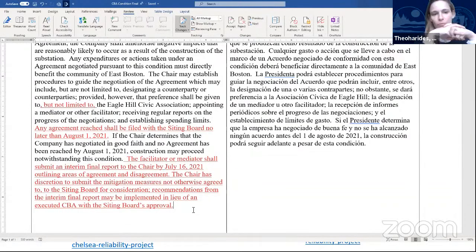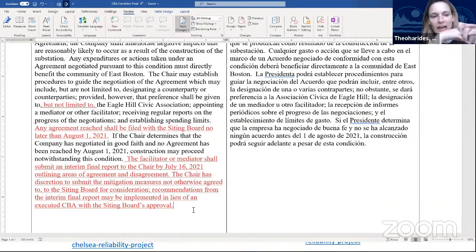I think, Joan, the point is well taken that if the chair has discretion to submit the mitigation measures, why do we need to say that? I think we're trying to be clear, but I'm not sure we're achieving that result. I agree. Yeah, I agree too.